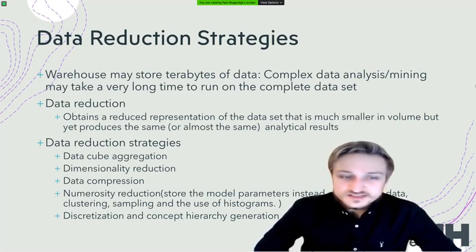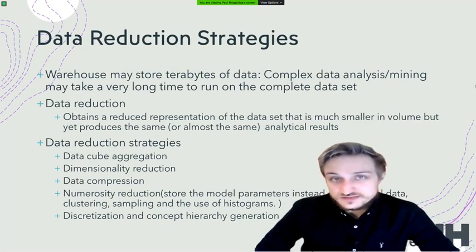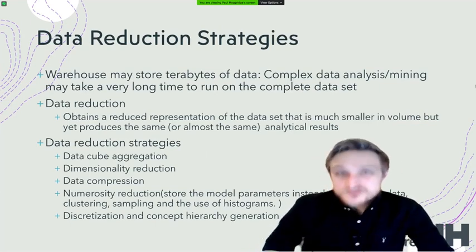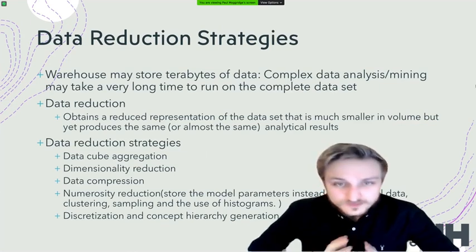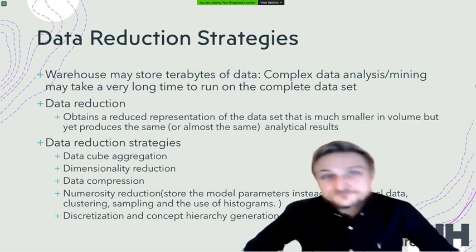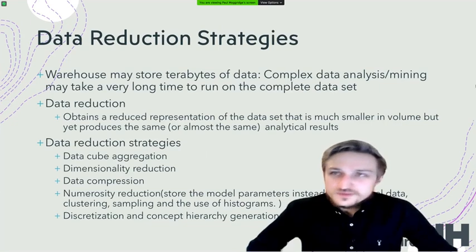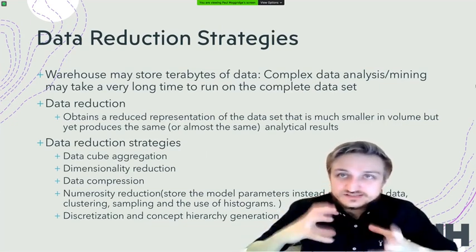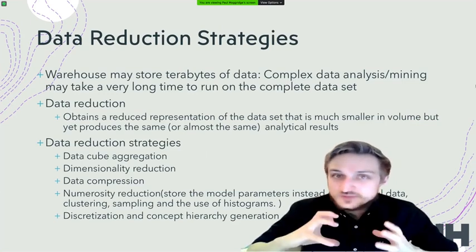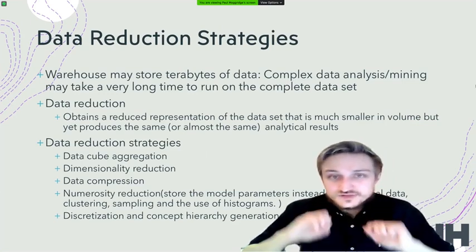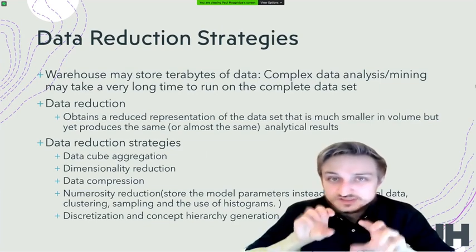We can apply data reduction techniques to get around this. The goal of data reduction techniques is to reduce the size of the data while retaining the information in that data. So what do I mean? I mean keeping the model that is inside that data, keeping the trends, keeping the information, keeping the shape of the data intact, but reducing the number of data points in that data.